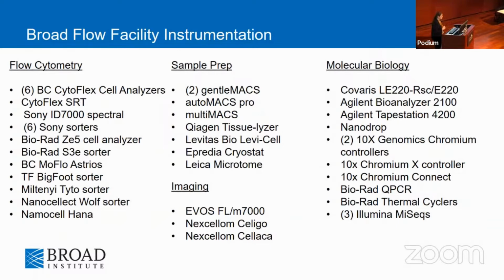We are getting in pretty deep into the sample prep equipment, so our newest acquisition there was the Levitas Bio Levicell, which I can talk more about offline. And then you can see that I have a cryostat and a microtome as well. So those are kind of our newest purchases. And then the imaging, we're actively looking at some Leica microscopes that have just launched. So we're adding to that area as well.